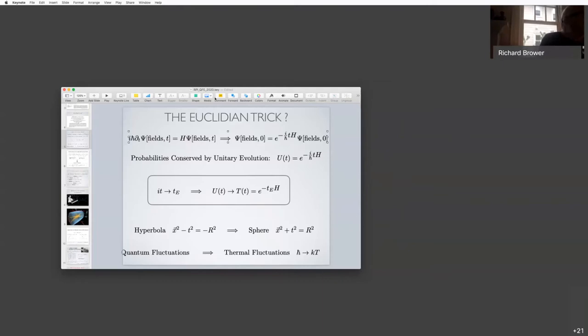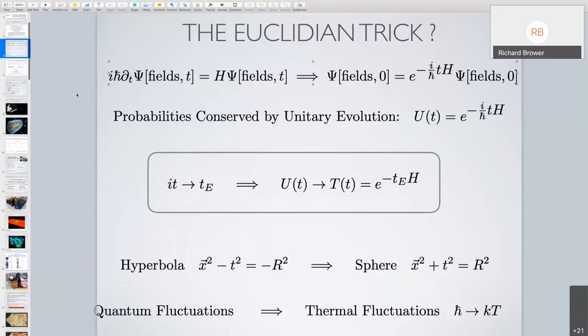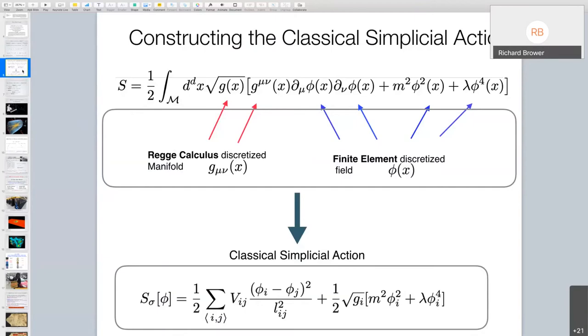Let me go back to sharing. Okay. You still see it, right? Yes. I just have to go back up there. Okay. So yes, we are using Euclidean time. Sometimes people call it imaginary time, which is kind of confusing because that means there's no i's.